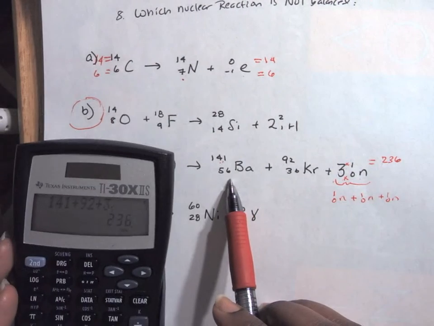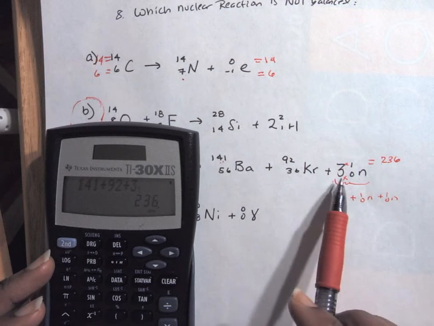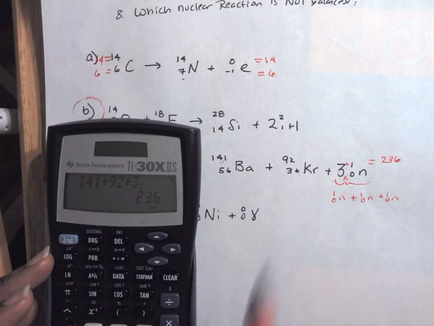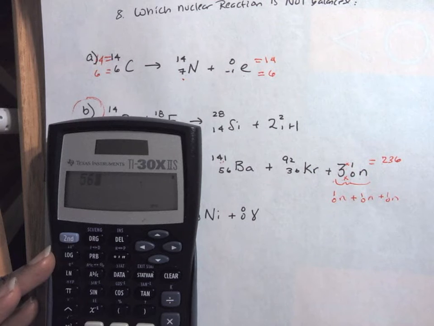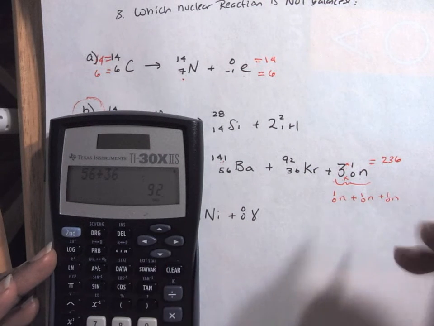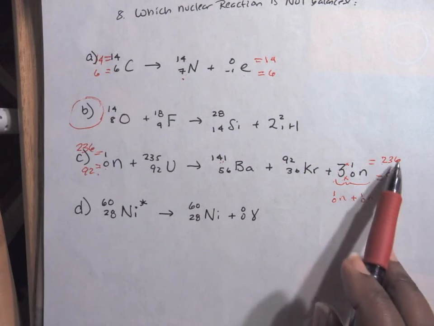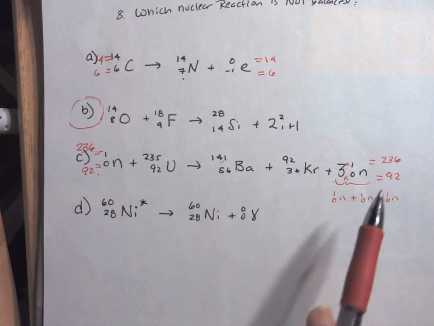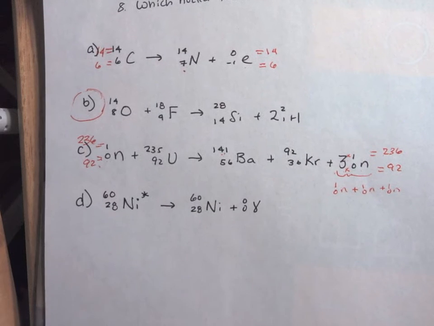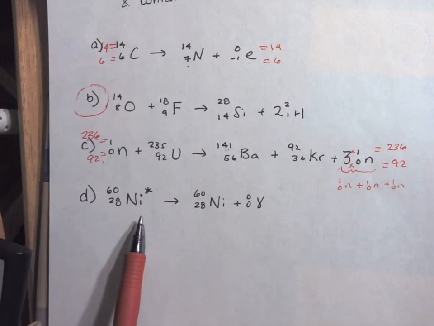All right, let's check the total atomic number. So we have 56 plus 36 plus 3 times 0, which is just 0. So the math I would do here is 56 plus 36. And that gives me 92. And so when I check that out, 236, 236, 92, 92, boom, boom. Looks good. All right, the last one here is pretty simple, and that's because we have a gamma decay.